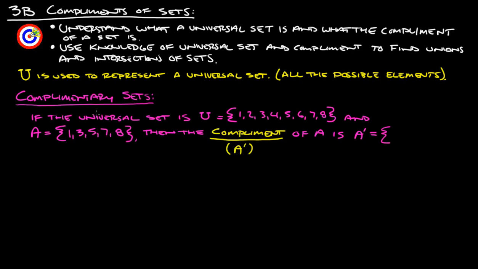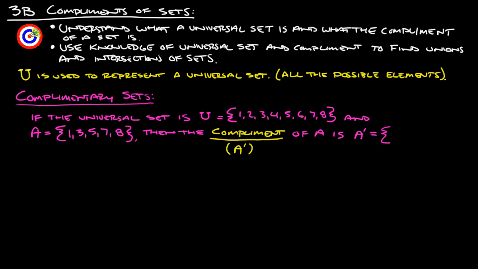So complementary sets, basically the easiest way to understand this is just take a look at a quick example, which would be if the universal set is U equals 1, 2, 3, 4, 5, 6, 7, and 8. And again, back to what universal set means is basically the only elements that we're going to look at for this example are 1, 2, 3, 4, 5, 6, 7, and 8. That's everything in the universe, so to speak, for this example.